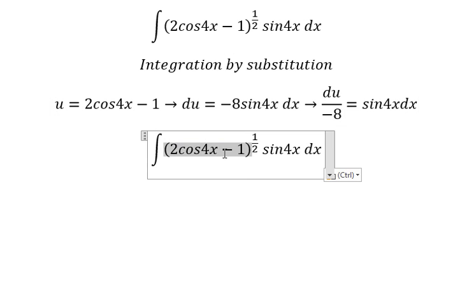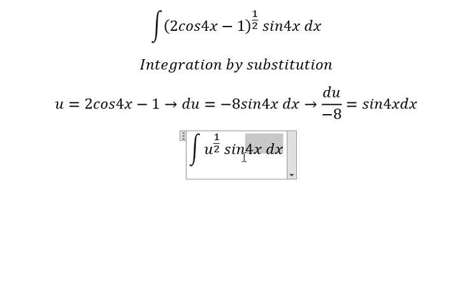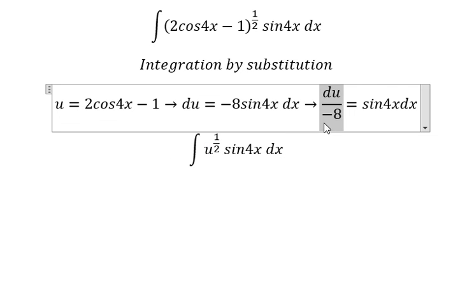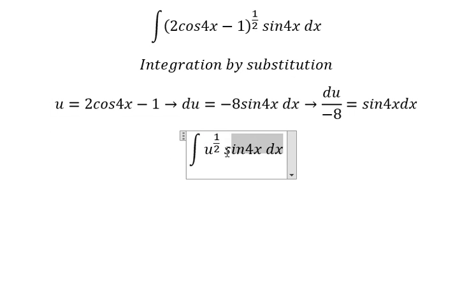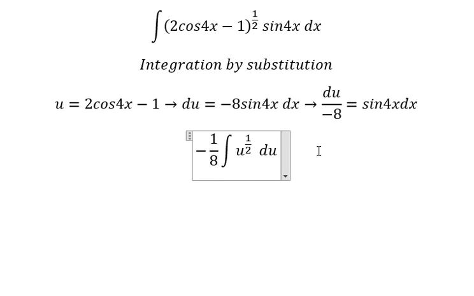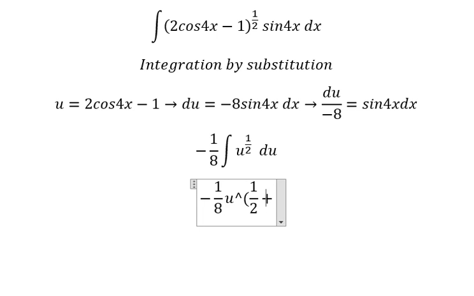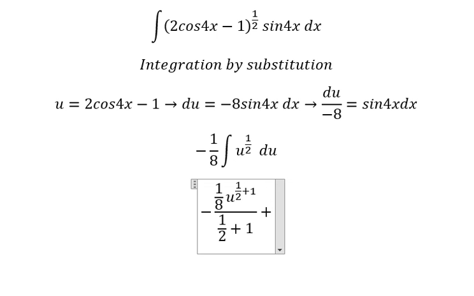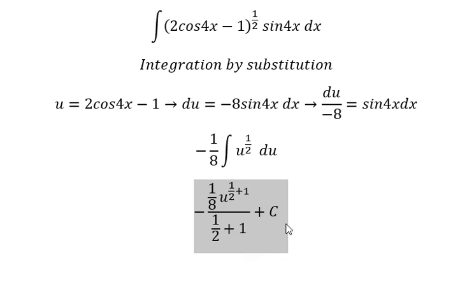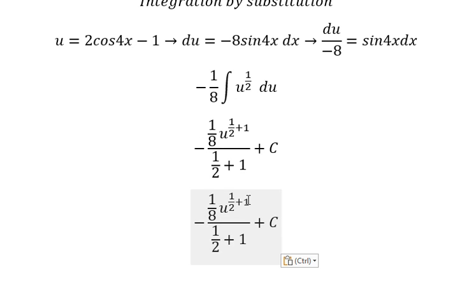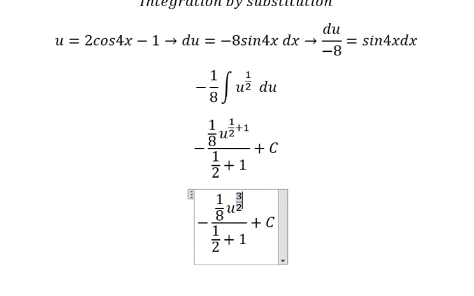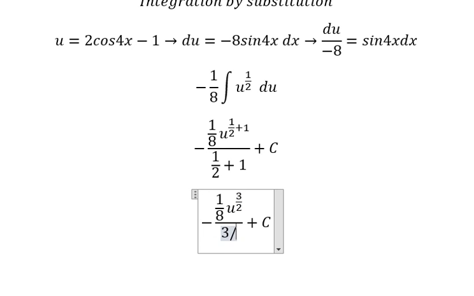So this one we change to u, and this one we change to u over negative 8. So the integral of this one is u to the power of 1 over 2 plus 1, over 1 over 2 plus 1, plus c. So this one we have 3 over 2, and this one we have 3 over 2.